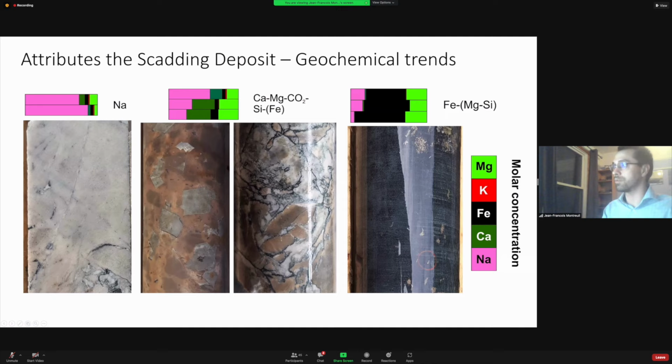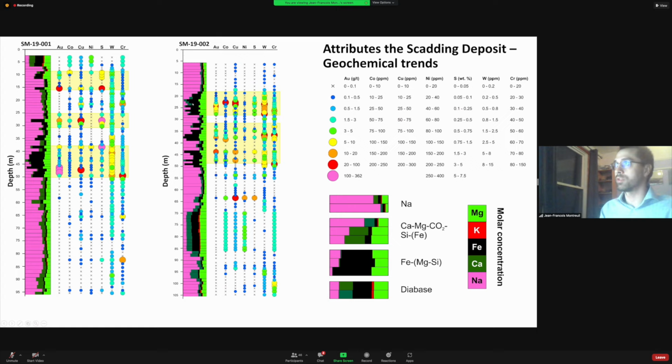And then as peak iron alteration happens, this is when peak gold mineralization happens in the Scattering deposit. Iron becomes one of the prevailing phases associated with the formation of this chlorite. Once we look at drill core, we can see a very good spatial association between the zones of iron enrichment and where gold is deposited in the system. Two examples from two holes drilled inside the Scattering deposit.